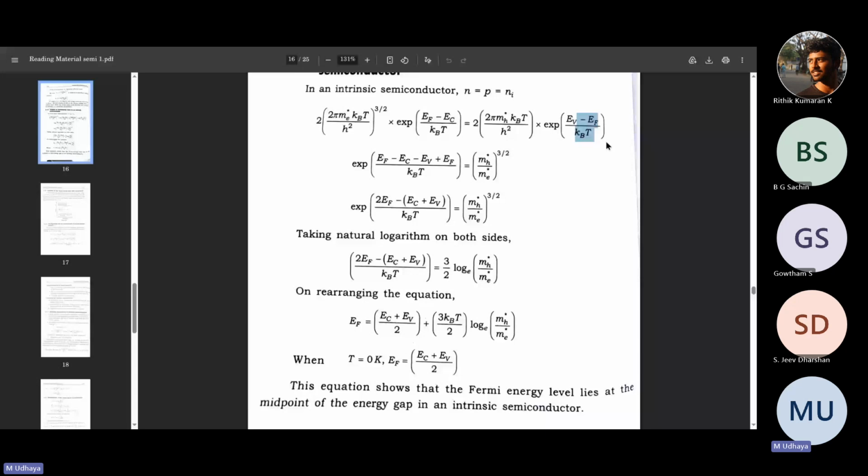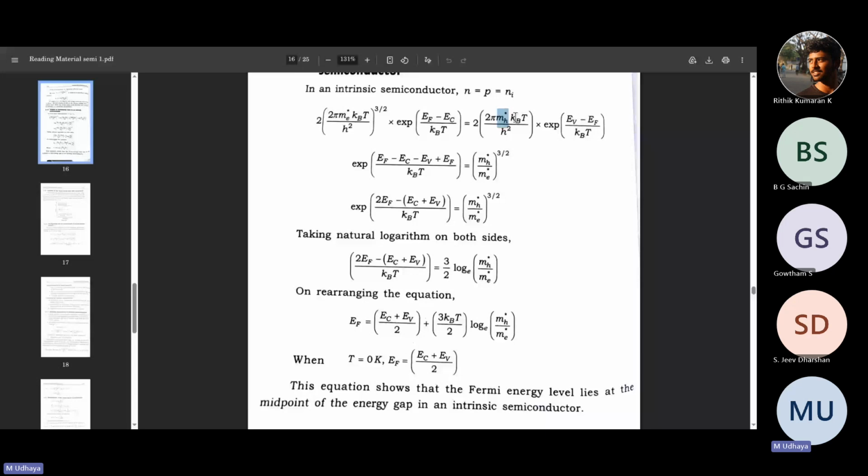2 cancelled, 2 cancelled. 2 pi, all the kT, h square, everything will get cancelled. Eventually, what will you be left with? All the Ef, Ec, Ev, kT, all these, right? And kT didn't get cancelled because it was in the e power. So let's take everything to the left hand side and put only the masses on the right hand side. The effective mass of hole is mh and the effective mass of electron is me. So (mh by me) whole power 3/2 is there. There's a 3/2 here, printing mistake.